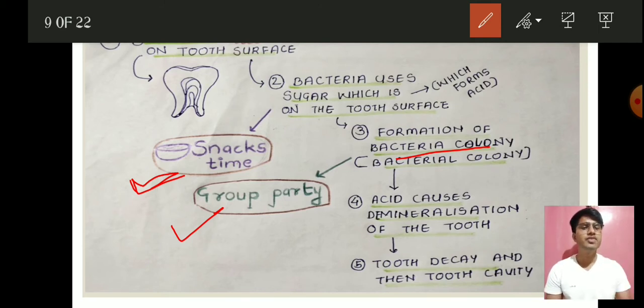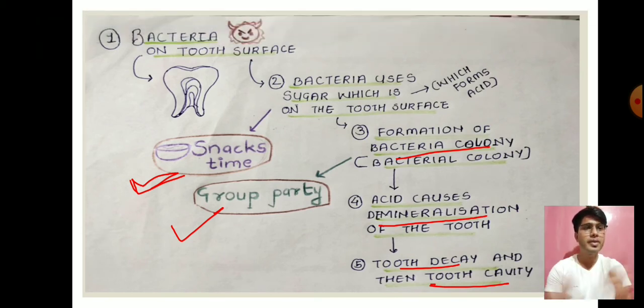And with this acid formation, there is a demineralization of the tooth. And that demineralization is called tooth decay, which is also called a tooth cavity. Actually, a tooth cavity is a later stage. Tooth decay results in a tooth cavity if not treated well. So yeah, this is about basic pathophysiology.